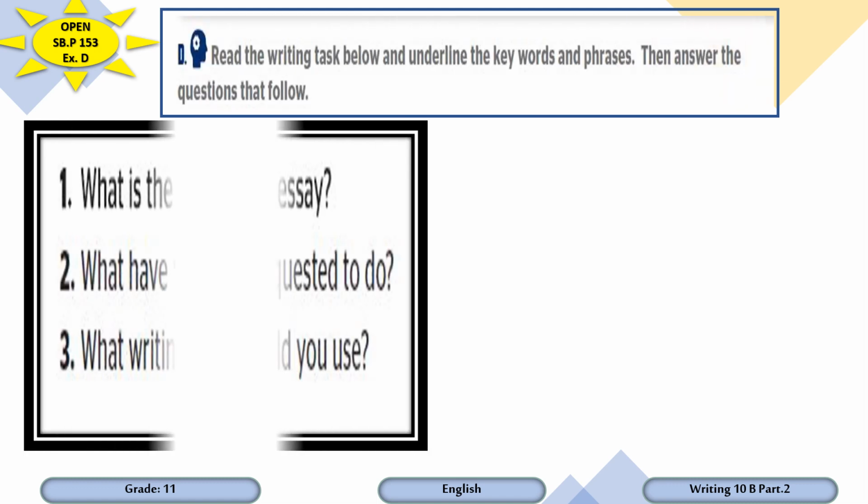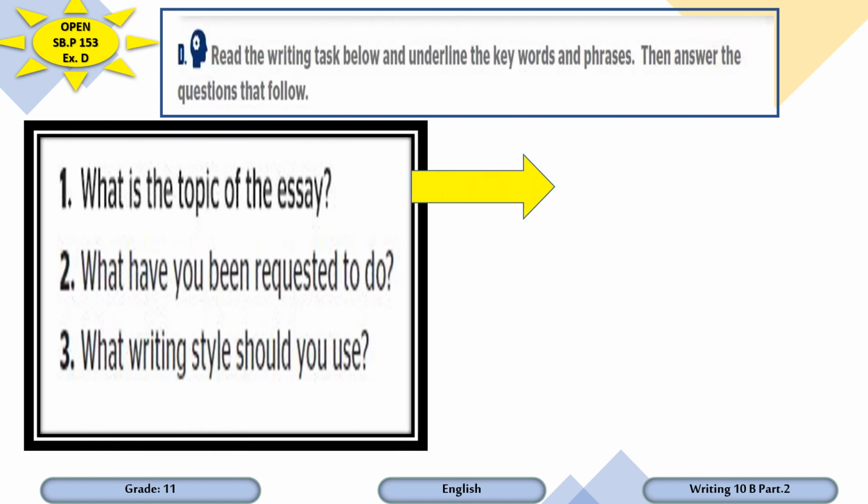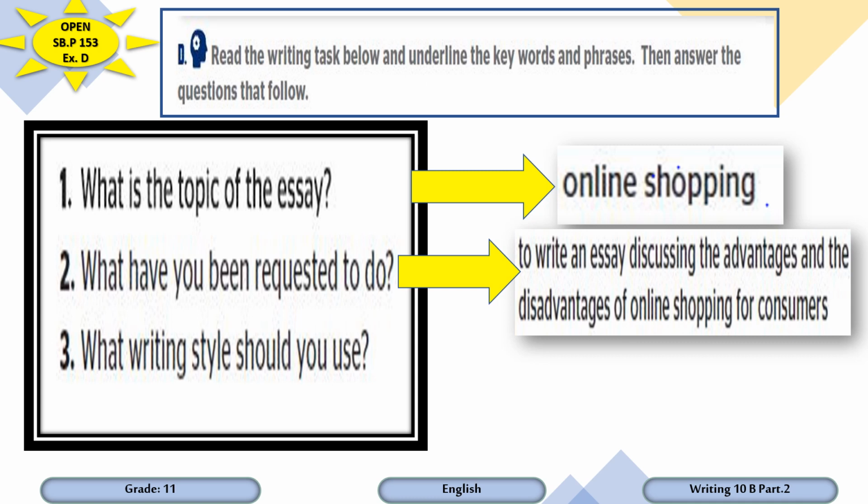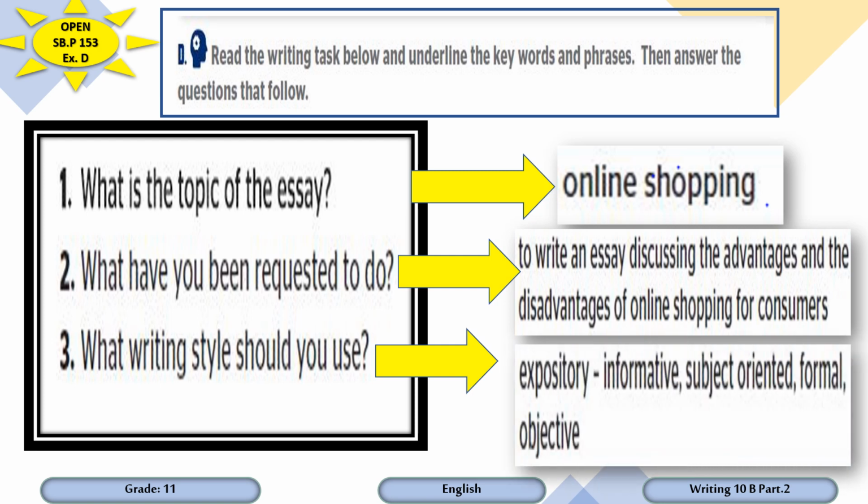Dear students, and now let's check the answers of the three questions. Question number one. What is the topic of the essay? Excellent. Online shopping. Number two. What have you been requested to do? Fantastic! Write an essay discussing the advantages and disadvantages of online shopping. Number three, what writing style should you use? Very good! Formal style, objective, or subject-oriented, or we can call it informative style.